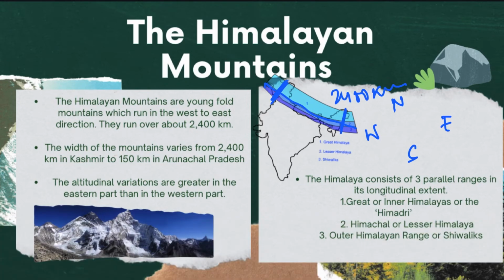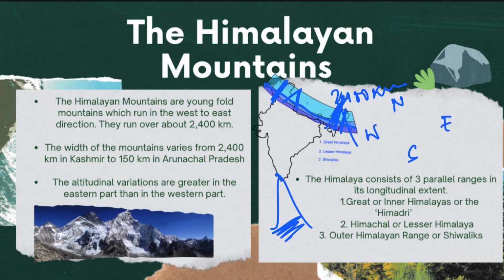The altitudinal variations are greater in the eastern part than in the western part. Altitude means height. Suppose it is a mountain range: in the eastern part it will be more, and here in the west it will be less. Understood? The Himalaya consists of three parallel ranges.